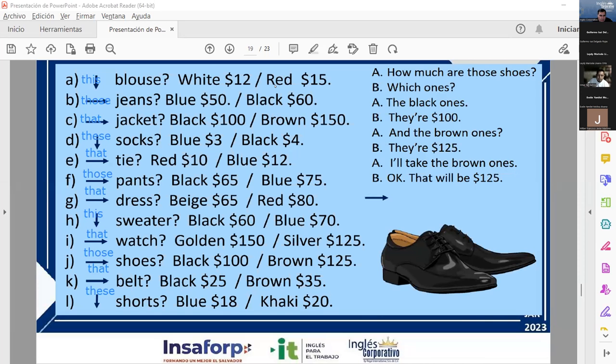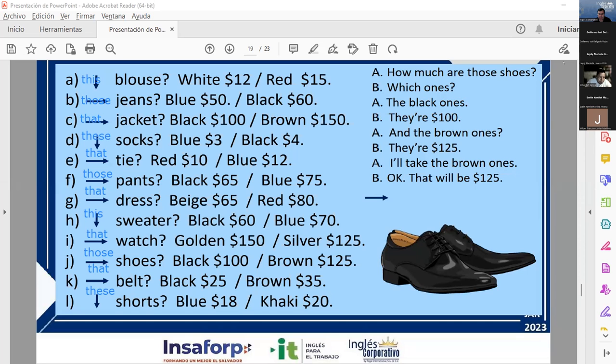Okay, that will be $125. No sé si el compañero Guillermo y Evelyn están de acuerdo con él. ¿Tienen alguna observación para practicar el diálogo o alguna corrección en las que hemos hecho?